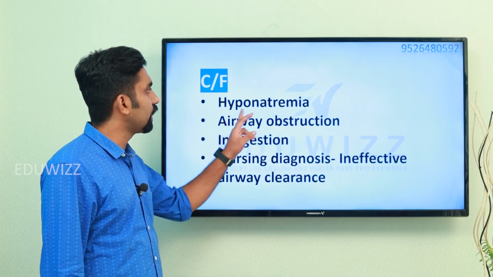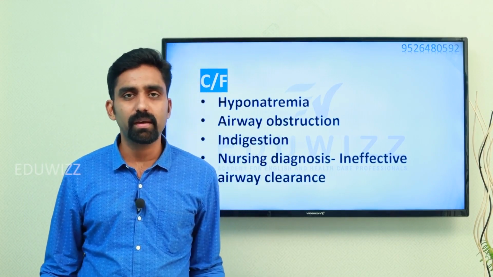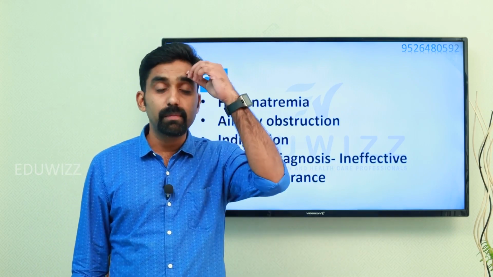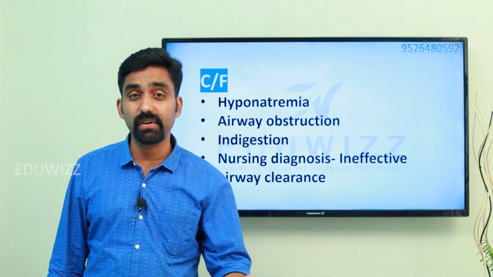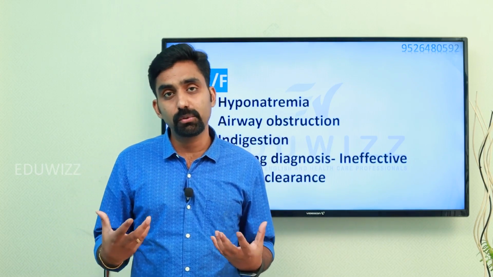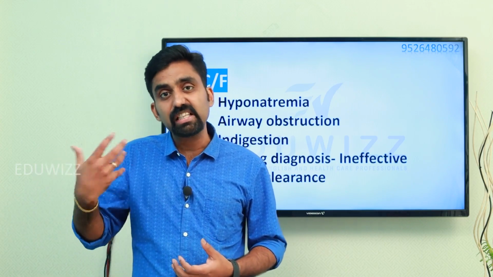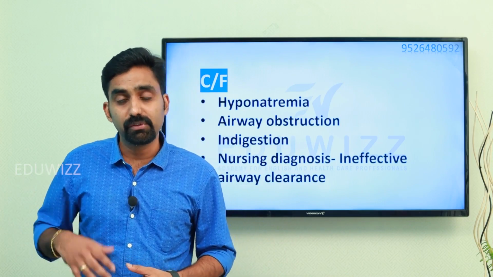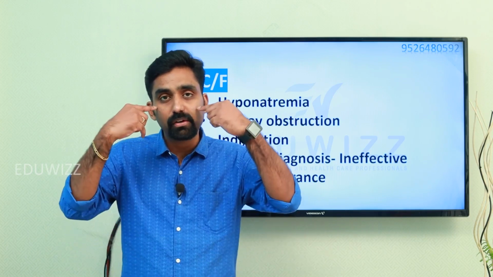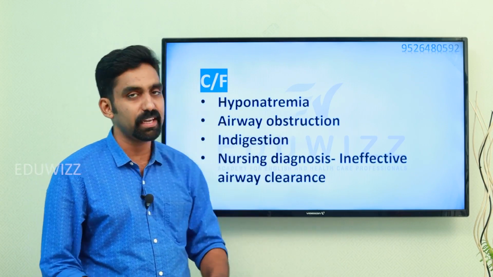The main clinical feature is hyponatremia. Why does hyponatremia occur in a cystic fibrosis patient? The answer is simple. As mentioned earlier, the sweat becomes more concentrated. The concentration of sweat is due to the presence of sodium and chloride. Increased concentration of sweat means increased concentration of sodium and chloride. If sodium and chloride concentration increases in the sweat, indirectly you can say that sodium and chloride are being lost from the body. If sodium is lost from the body, it can lead to hyponatremia.